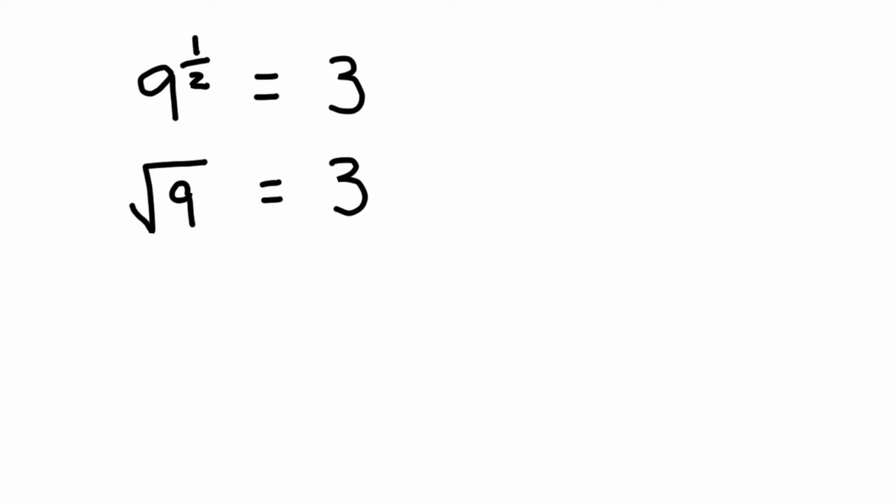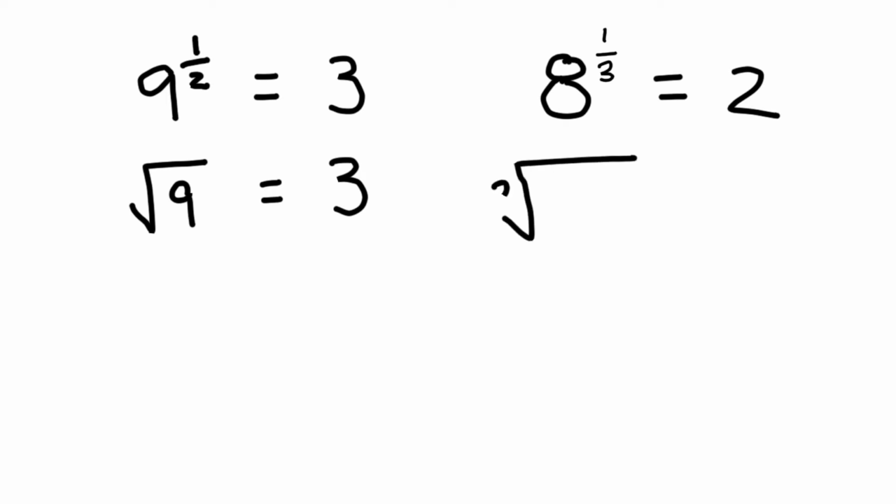Let's look at another example. If I had 8 to the power of 1/3, if you were to do that in your calculator and go 8 to the power of 1/3, you would get 2. Now, there's something else. We can turn this into a radical and get the same answer. So I could actually do the cubed root of 8, and you would get 2.